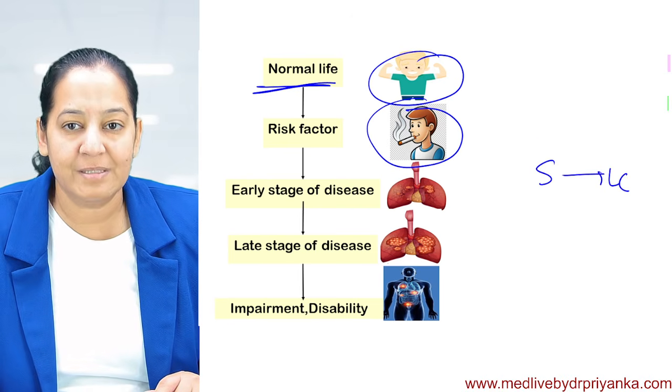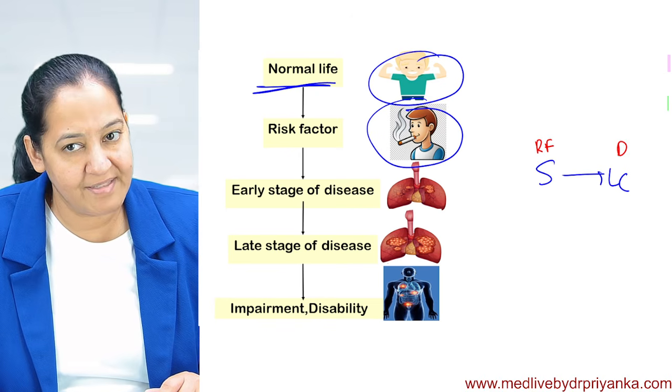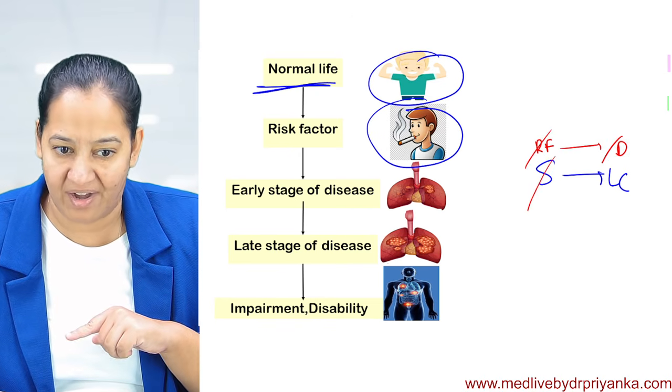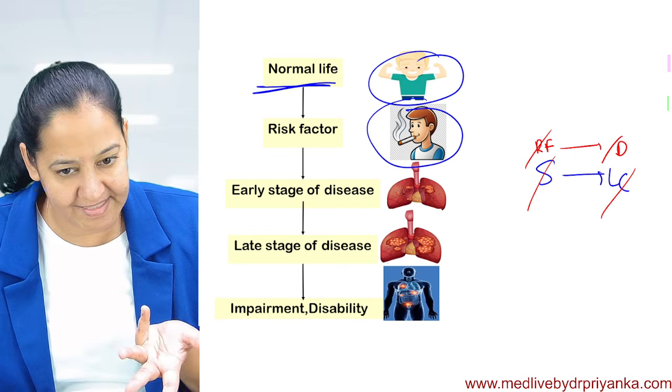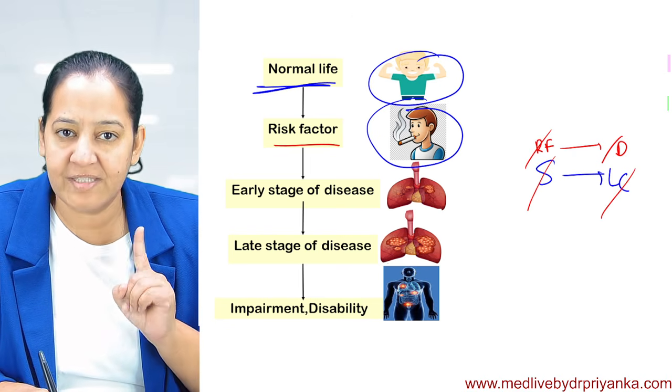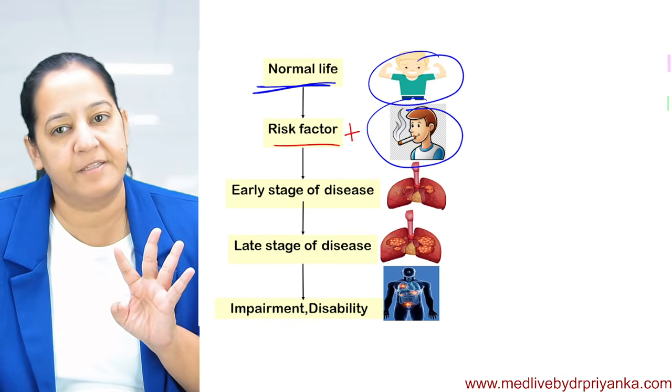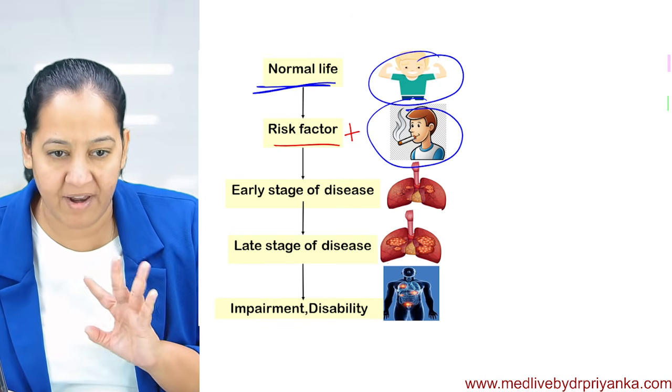In this, smoking is a risk factor and lung cancer is a disease. So the risk factor is leading to the disease. Which is the risk factor? Smoking is the risk factor. And it is a risk factor for which disease? It's lung cancer. So here the risk factor is present, but disease is absent. Till now the risk factor is present, but the disease is absent. The person started smoking, but the person doesn't have lung cancer.